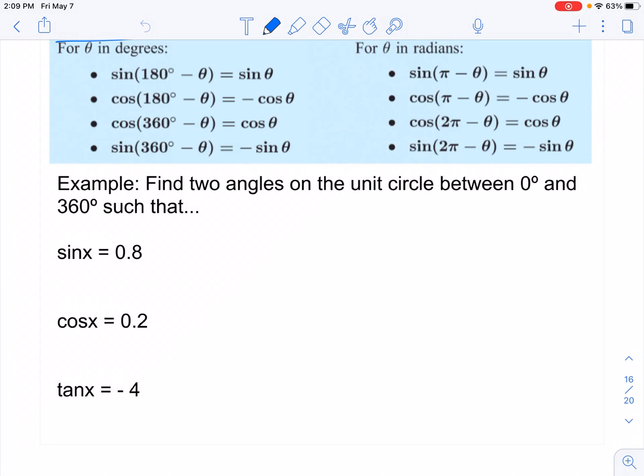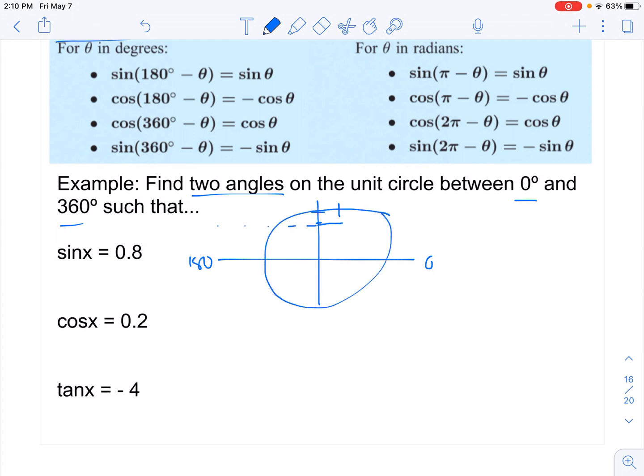All right, this next little bit is about finding angles. If we know that the sine of x is equal to 0.8, and we're supposed to find two angles on the unit circle between 0 and 360, here's 0, here's 180. We know sine is 0.8. Sine is your y value. If this is 1, then 0.8 would be about here, and we have our unit circle. So we're going to have one answer in the second quadrant and one in the first quadrant.